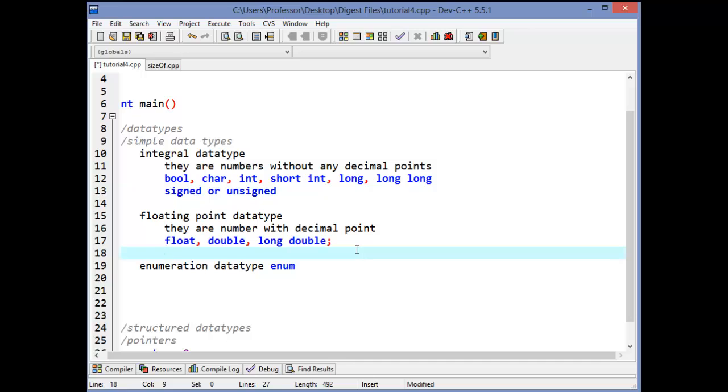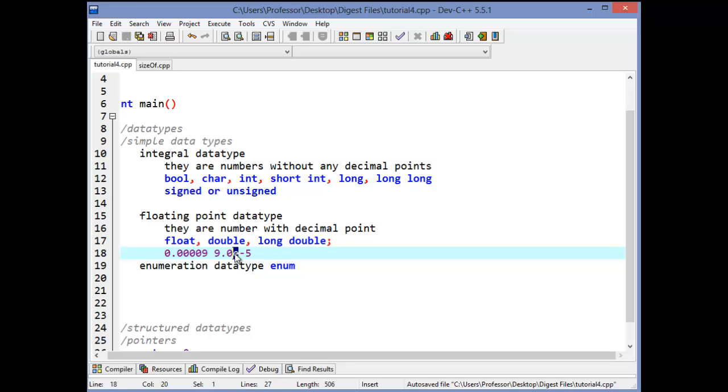Then we can use the E notation. For example, instead of saying 0.0009, we can say 9.0 E minus 5. Is that okay? The E stands for times 10 raised to the power.